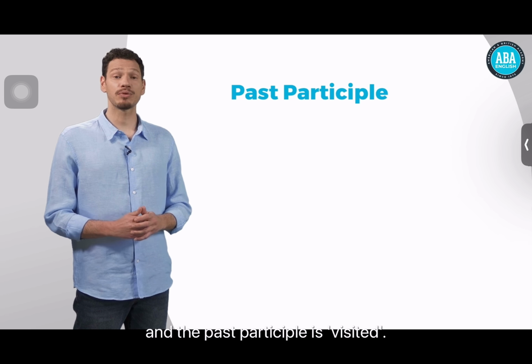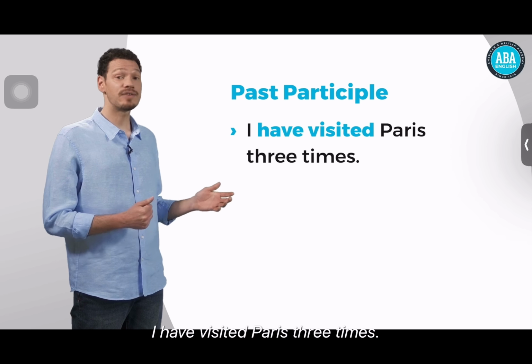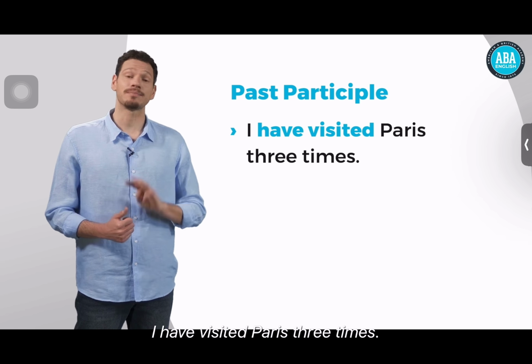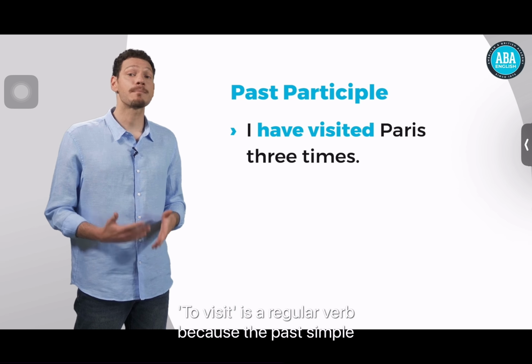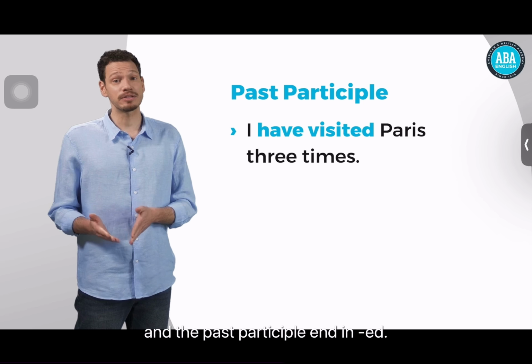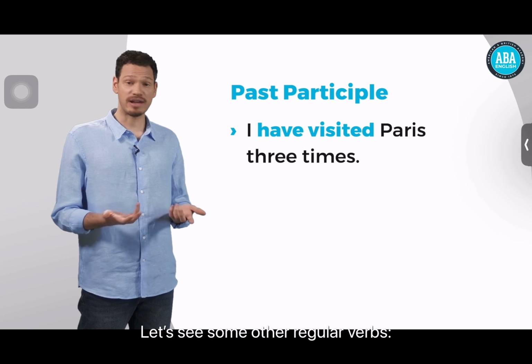And the past participle is visited. For example, I have visited Paris 3 times. To visit is a regular verb because the past simple and the past participle end in ed. Let's see some other regular verbs.